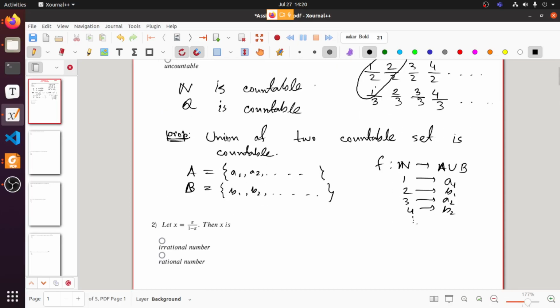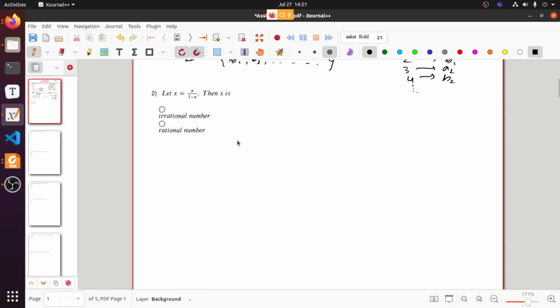Now move to the next question. It says x is pi by 1 minus pi, and you have to tell whether it is a rational or irrational number. We know that pi is irrational. Then 1 minus pi will again be irrational, but the division of two irrational numbers may not be irrational. So you have to prove whether this is rational or irrational.